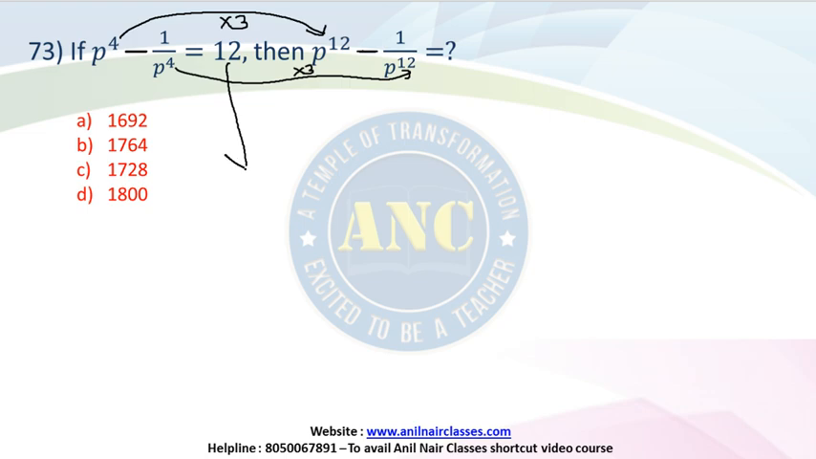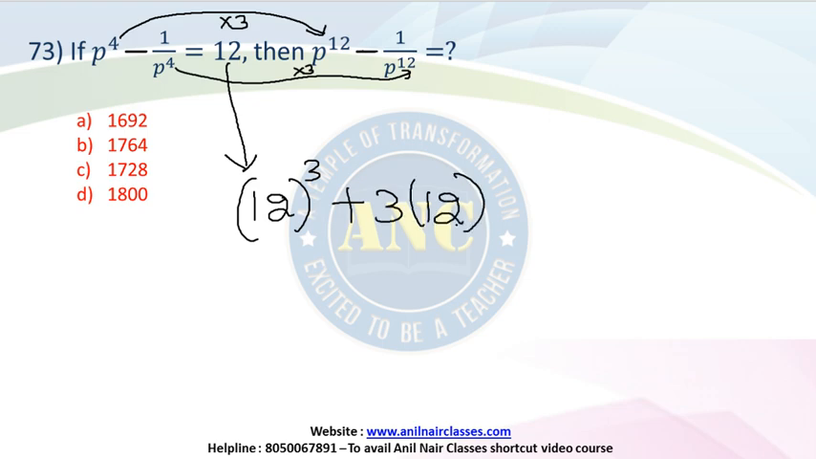K value 12 is becoming k cube plus 3k. Why plus? Because it is minus here. K cube plus 3k. That means 12 cube plus 3 times of 12. I don't need to multiply by a and b in this case. 12 cube plus 3 times of 12. 12 cube value should be known to you as 1728 plus 12 into 3 is nothing but 36.